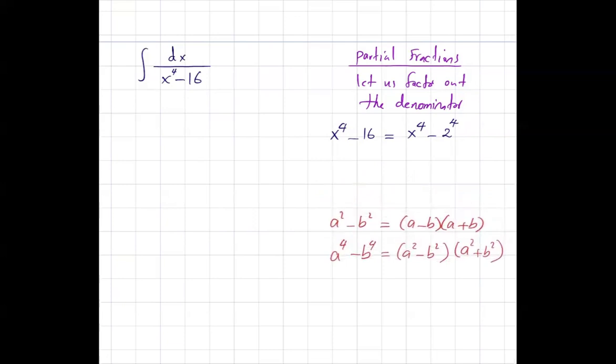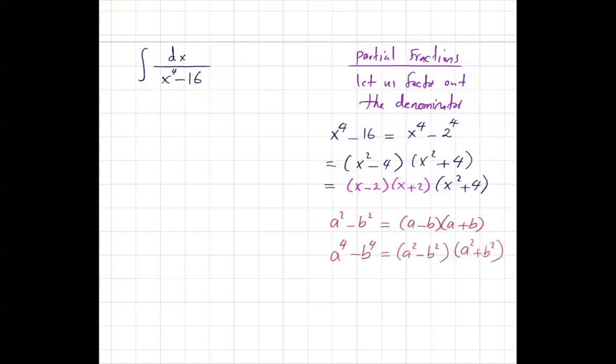So x squared, x to the fourth minus 16, which is x to the fourth minus 2 to the power 4, can be written as x squared minus 4 times x squared plus 4. But at the same time, x squared minus 4 can be broken down into x minus 2 times x plus 2, and you're just going to copy down x squared plus 4.